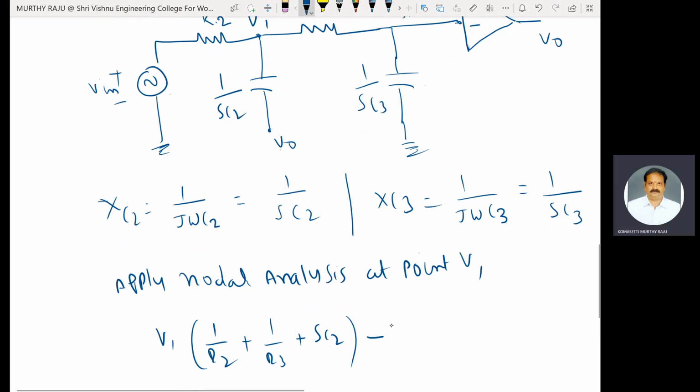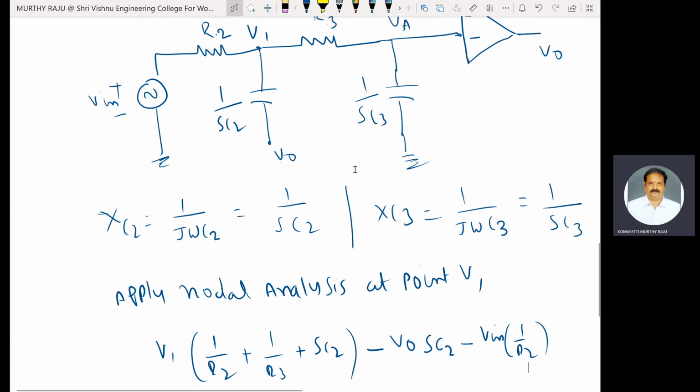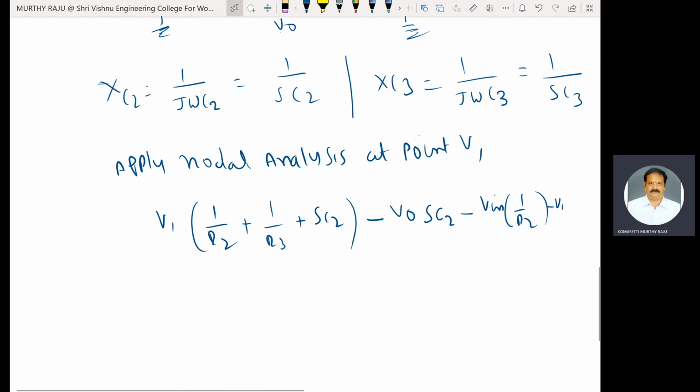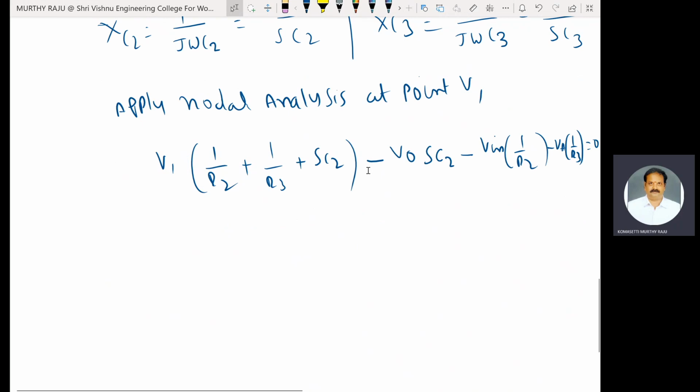Minus adjacent node voltage V0 into admittance of that capacitance C2, which is S C2, minus adjacent node voltage Vin, that is Vin minus Vin into admittance of R2, which is 1 by R2. Here another adjacent node voltage is there, VA: minus VA into 1 by R3 is equal to 0. This is equation 1.